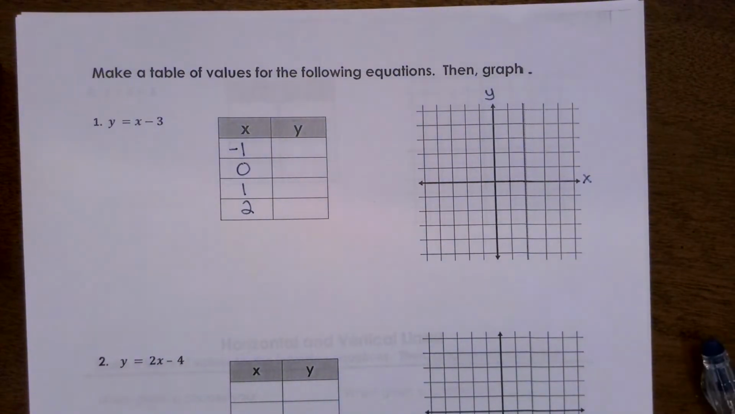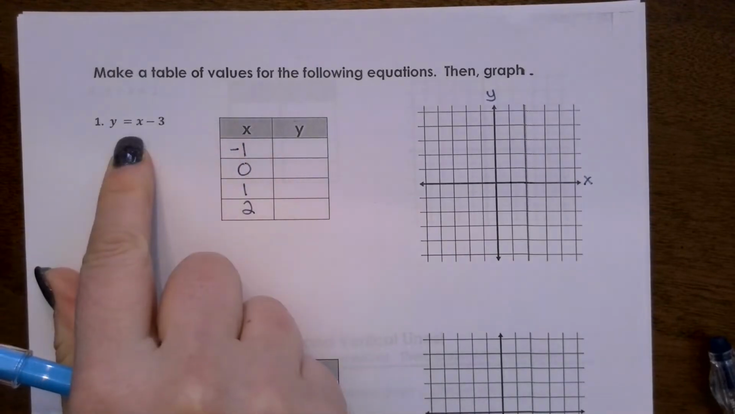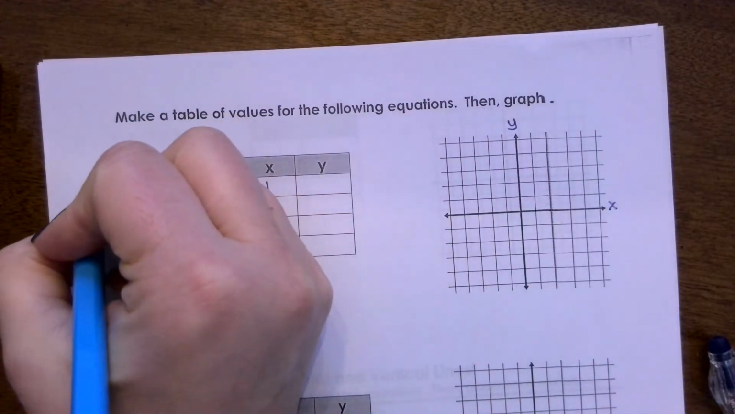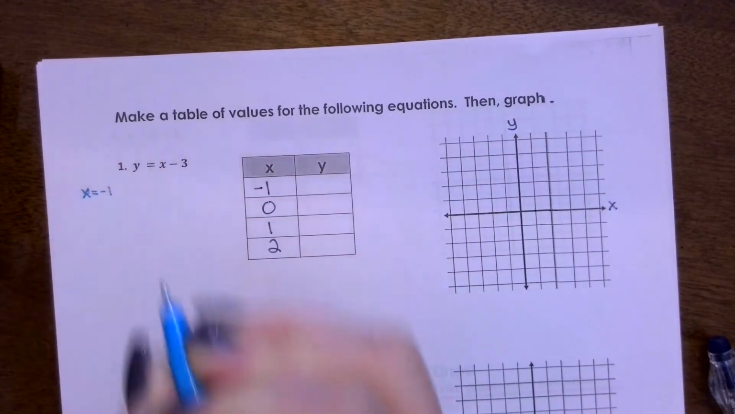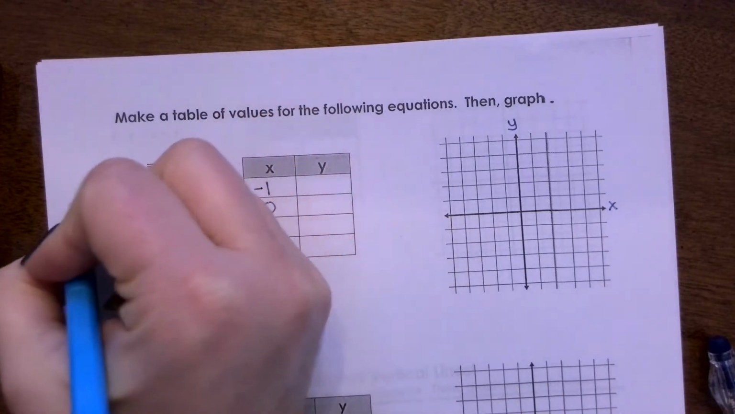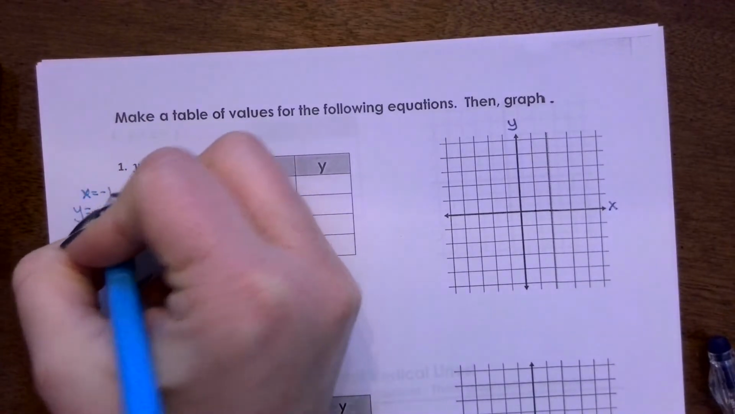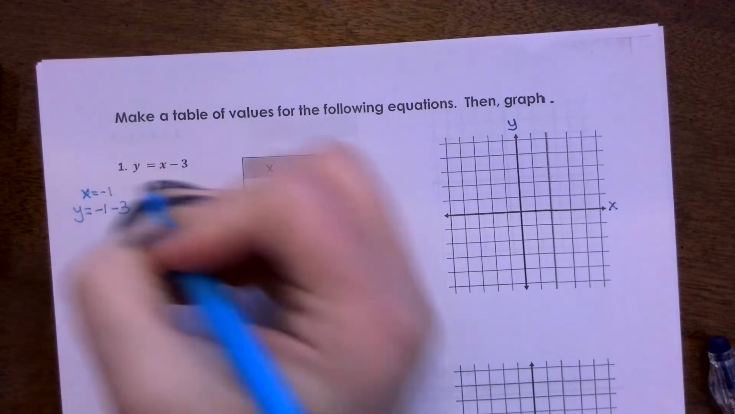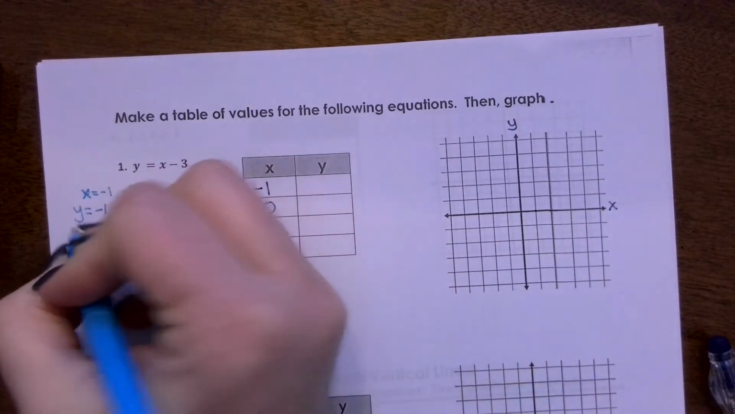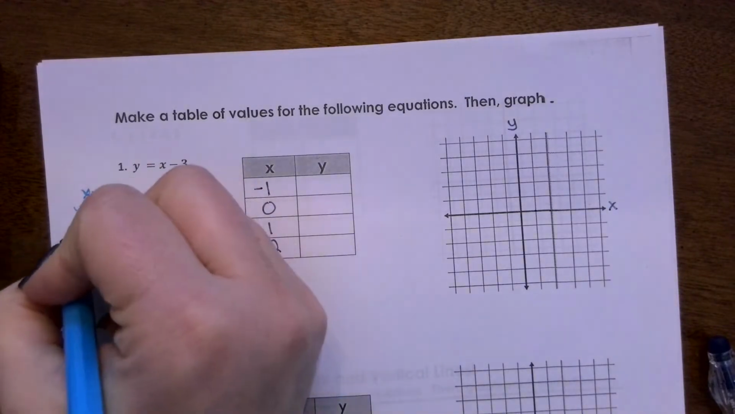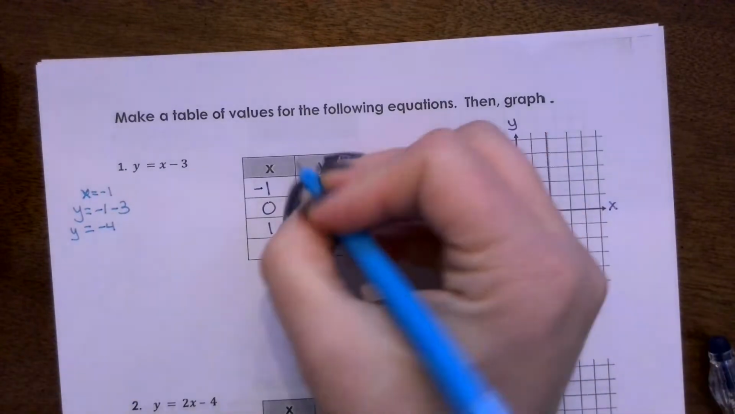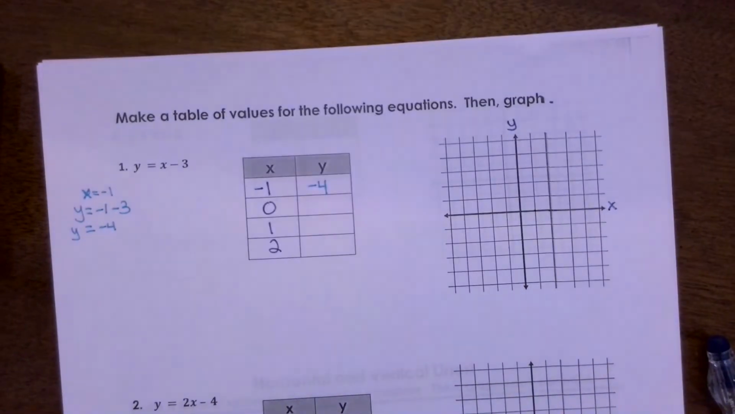Now then I have to take these x values and I simply need to substitute them into this equation and solve for y. So the first one I'm going to do is x equals -1. I'm going to substitute it in. y equals, instead of x, I'm going to put -1 minus 3. If I were to put that into Desmos or into a calculator, I would get y equals -4. So when x equals -1, y equals -4.